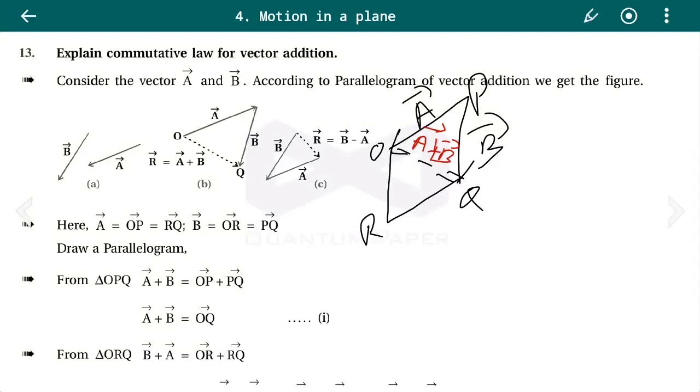In this video we are going to discuss the commutative law and the associative law for vector addition of chapter 4, motion in a plane. Explain commutative law for vector addition.